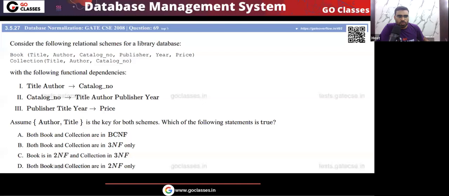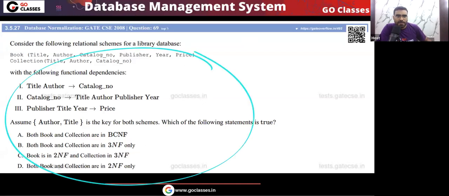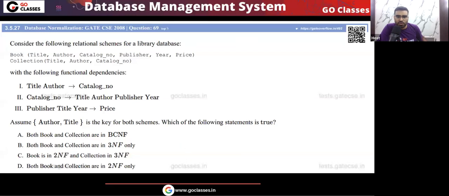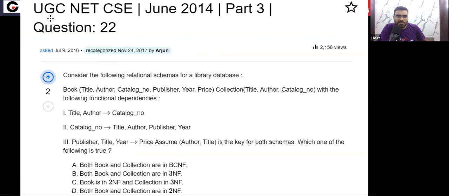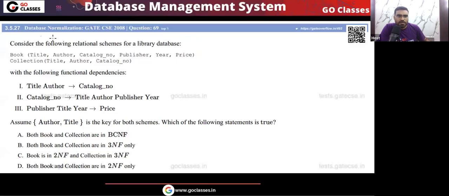Let's solve this GATE 2008 question. Consider the following relational schema. Now let me tell you, this question has also come in the UGC NET exam. So let's solve it. Consider the following relational schema for a library database. Two relations are given to you. One is book, another is collection, and these are the functional dependencies.